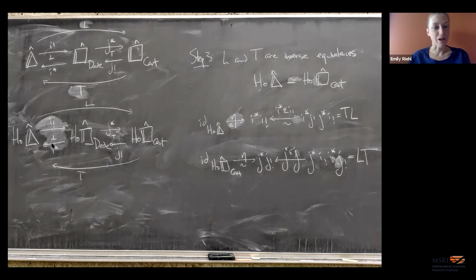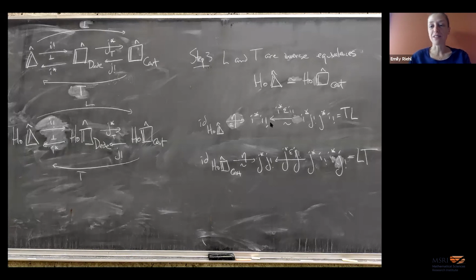So because I was a full embedding, the unit of this adjunction... I'm wondering if that should be the co-unit. Maybe that's backwards, but no, the unit's fine. This thing is, if you left Kan extend and restrict, you get back to where you started. So this unit is an isomorphism. So that's definitely an isomorphism.